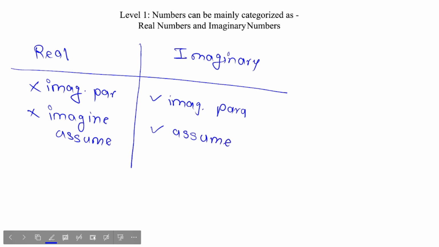For example, what is the use of it? What is the use of it? Let us understand in this way. There is an expression.